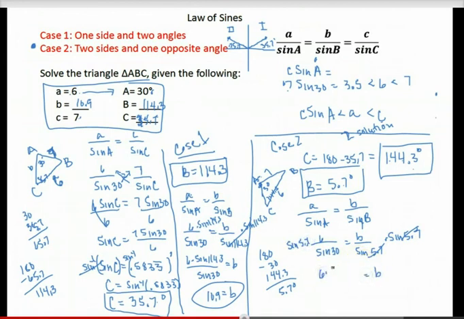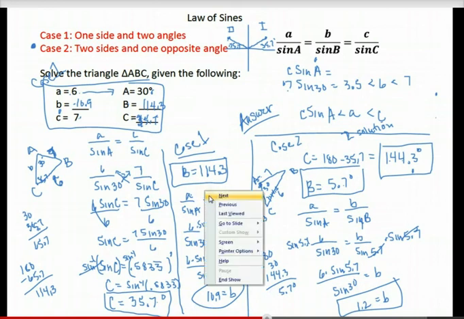So our answer is going to be 6 times the sine of 5.7 divided by the sine of 30. We just calculate that and we come up with 1.2, which is fairly small, but it should be because its angle across from it was fairly small. So we have two answers. Case 1 is b is 10.9, angle B is 114.3, and angle C is 35.7. Our second answer, and they are both correct and you need to include both, angle C is 144.3, angle B is 5.7, and side b is length 1.2.